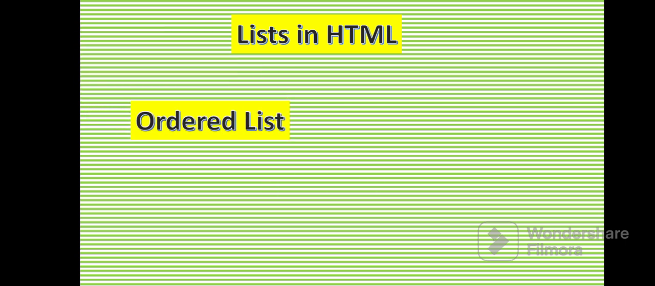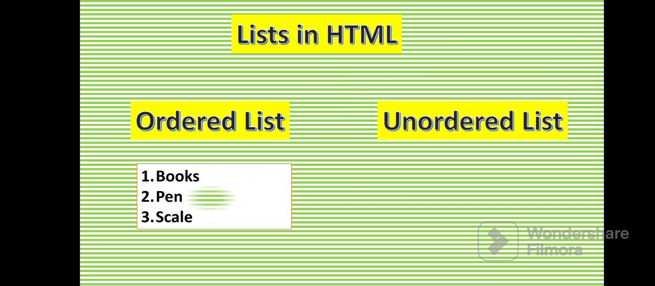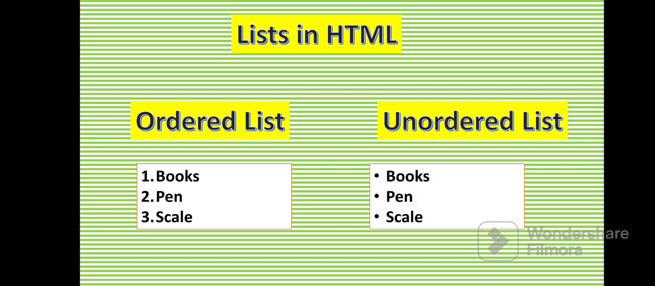Okay, now let's discuss lists in HTML. Lists are divided into two parts. The first part is the ordered list, whereas the second part is the unordered list. Now students, an ordered list has an order or a numbering, like we can see 1, 2, 3: 1 is books, 2 is pen, 3 is scale. Whereas an unordered list does not have numbering in it. It would rather have names in bullets, circles, or discs.